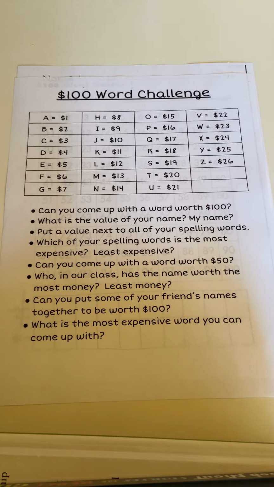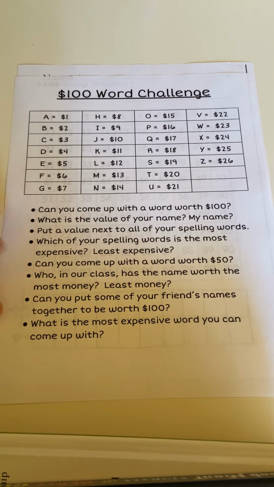You do not have to go in order when you do this. It says put a value next to all of your spelling words. So you can take your sight words for the week and try to figure out how much those are worth. How much are they worth all together? You can come up with a $50 word. It's really up to you. The whole idea here is having fun adding up numbers and hopefully adding up numbers in a really strategic way.